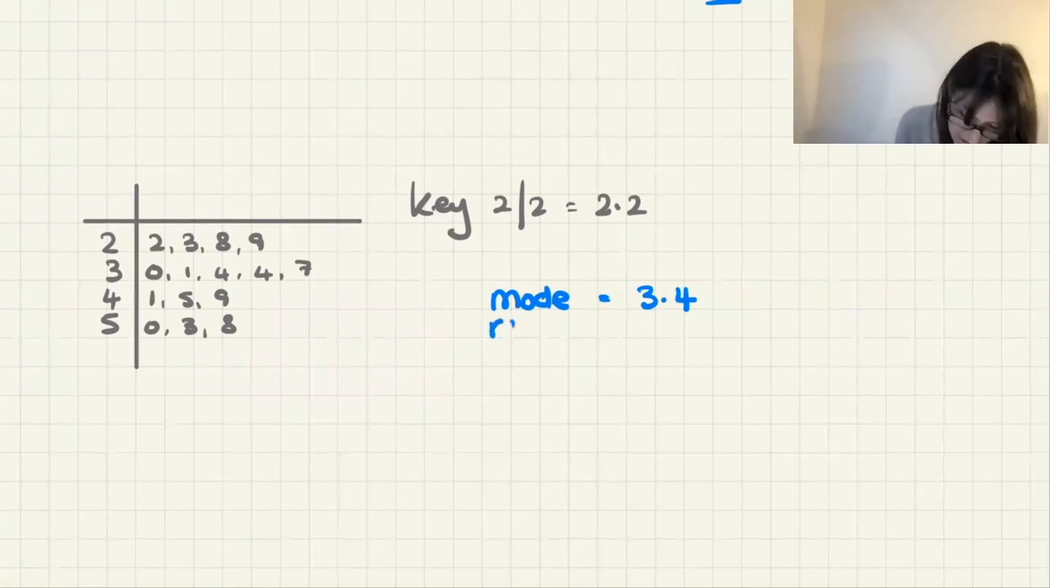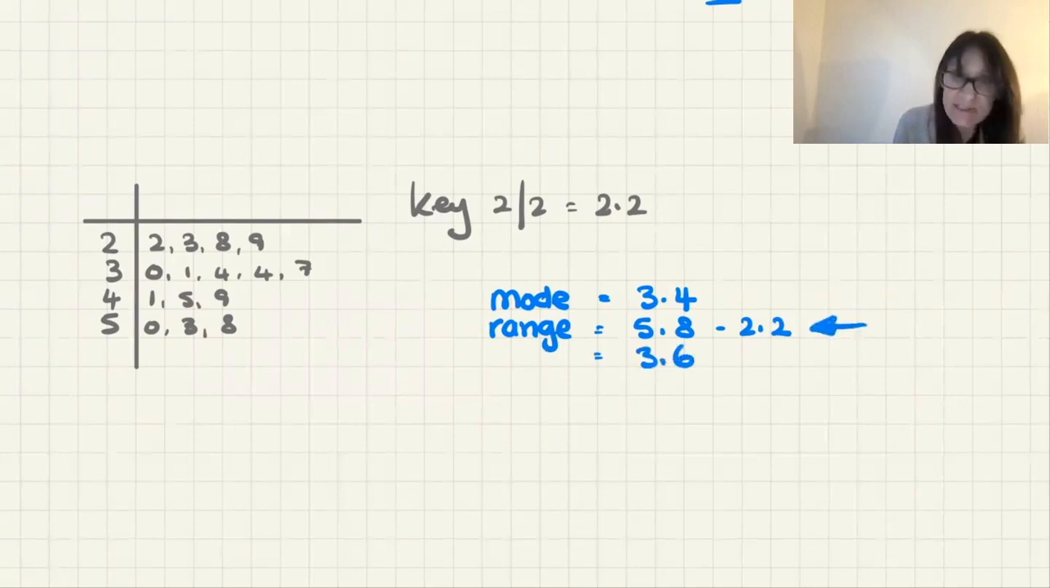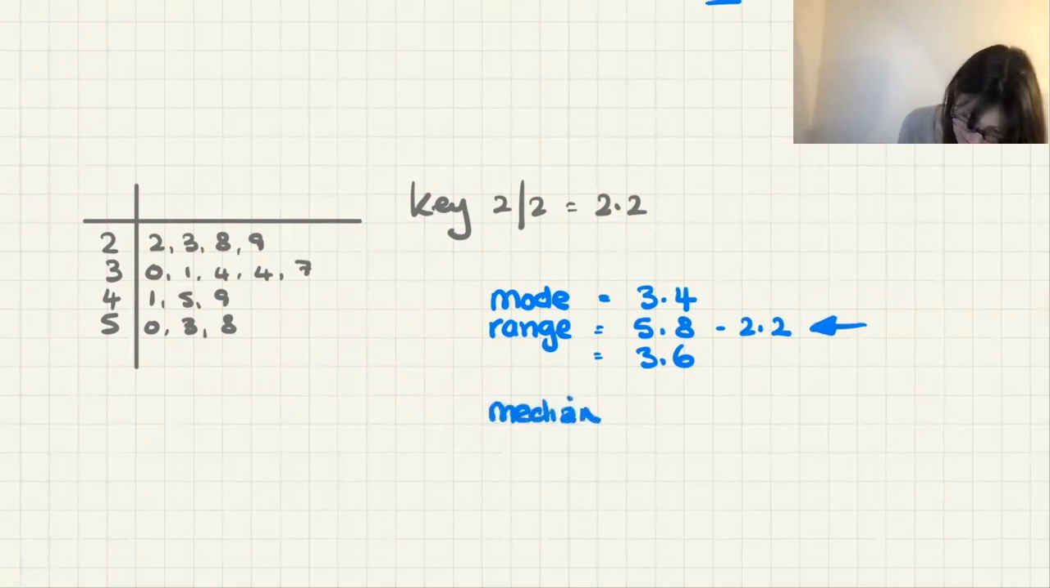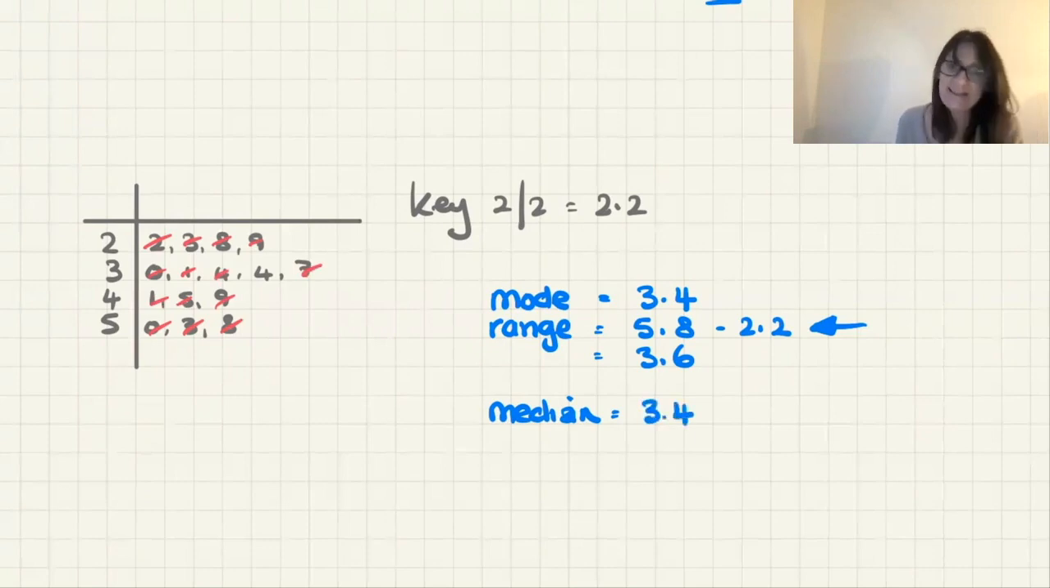Okay, so my range is going to be 5.8, take away 2.2. And that's going to be 3.6. Remember to show this. Absolutely, it's 1 mark. You'll lose it if you don't write it down. And now my median. So let's see what we've got with this one. Smallest, biggest, smallest, biggest, small, big. And forward, back, forward, back, forward, back. 3.4. So 3.4 is my median.